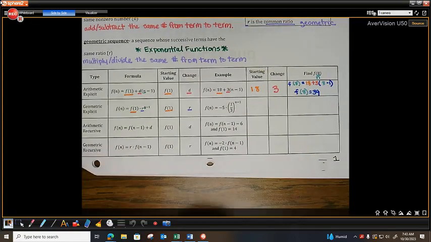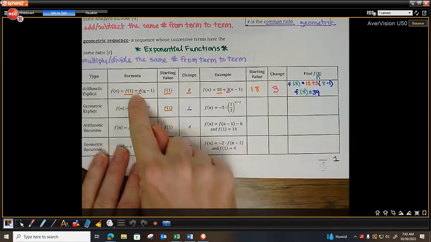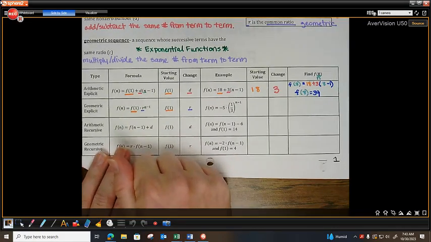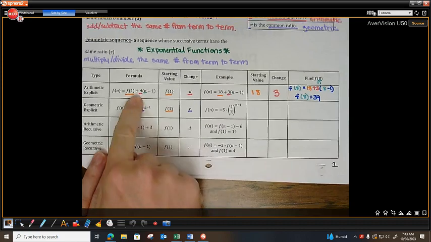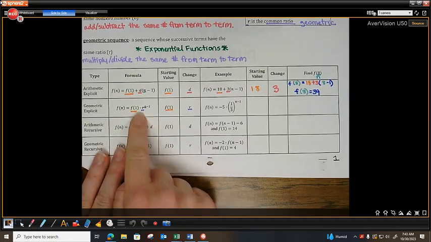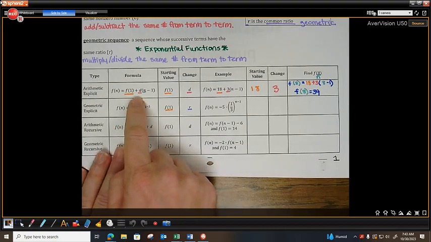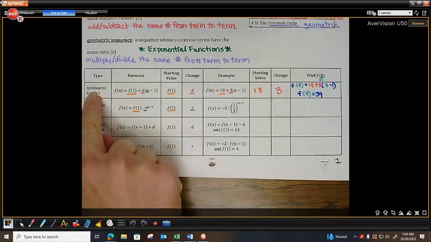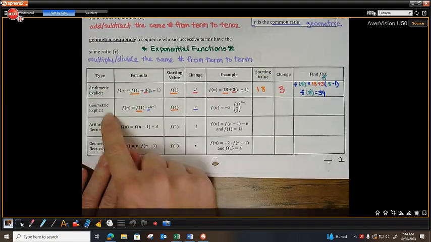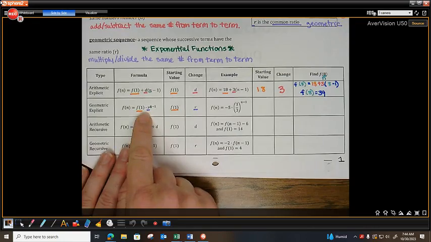Okay? So, looking at these 2 formulas, what's the difference? Here I'm doing what? Adding. Here, what am I doing? Multiplying. When you add, you are what form, though? What sequence? Arithmetic. You got it. Arithmetic. Okay, think AA. Arithmetic add. Okay? And then geometric is where you are multiplying.